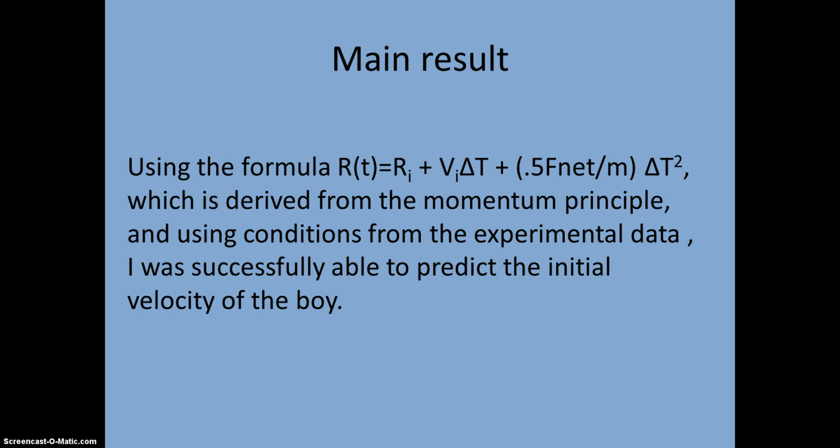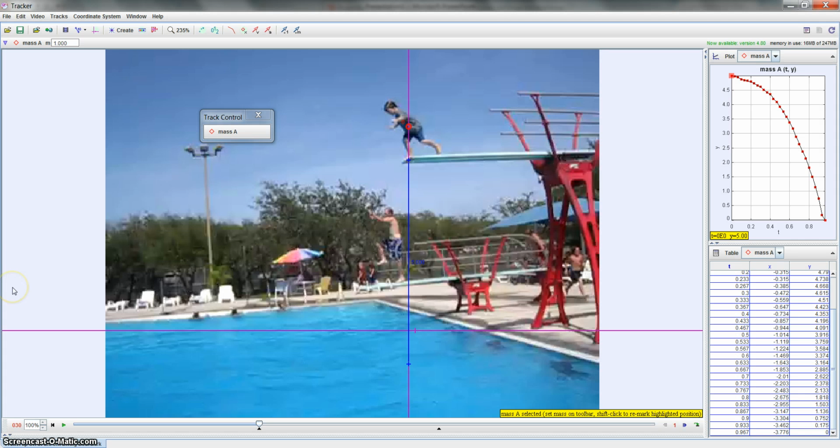The main result was that using the formula derived from the momentum principle and using conditions from the experimental data, I was successfully able to predict the initial velocity of the boy. Here is the video of the boy in Tracker. I used the calibration tool to calibrate that he was 5 meters from the ground because there's a 5-meter diving board, and I set the axis system.